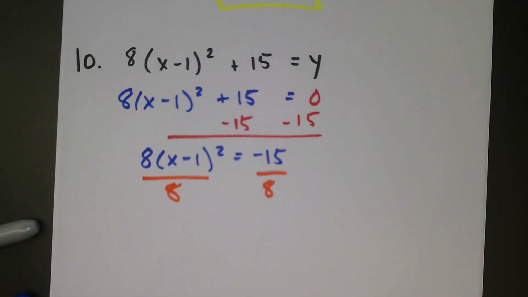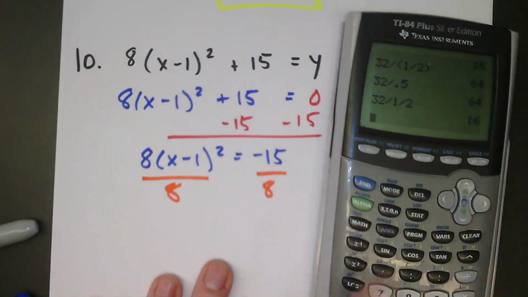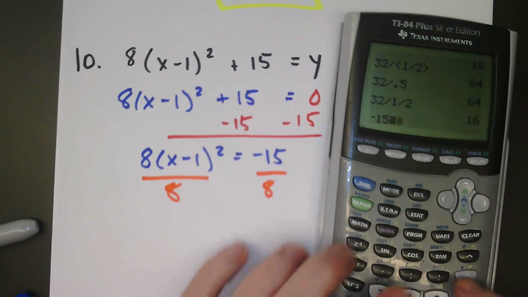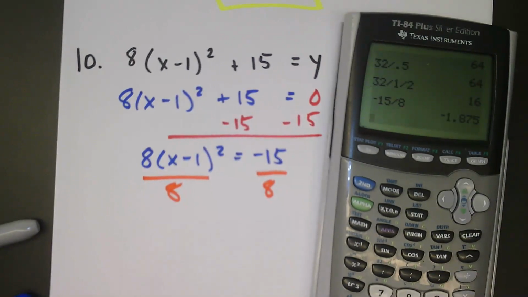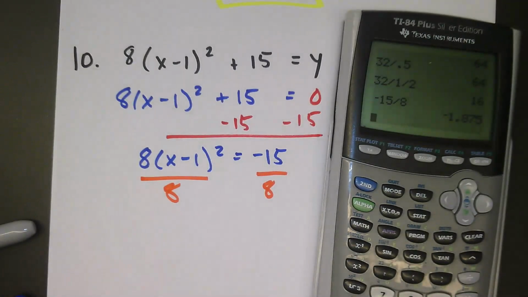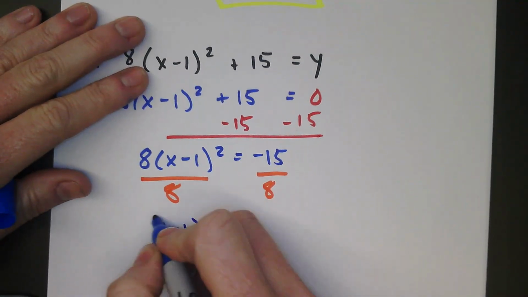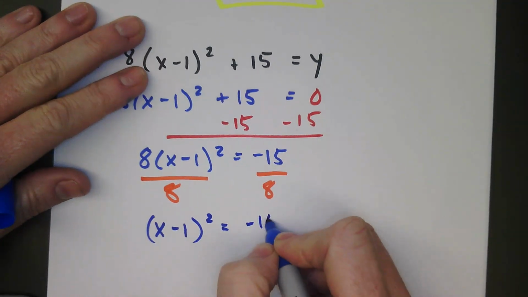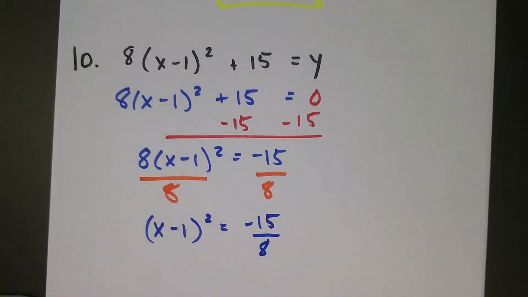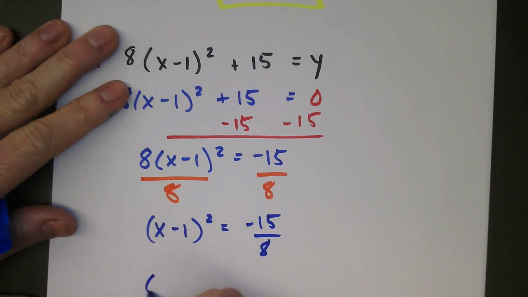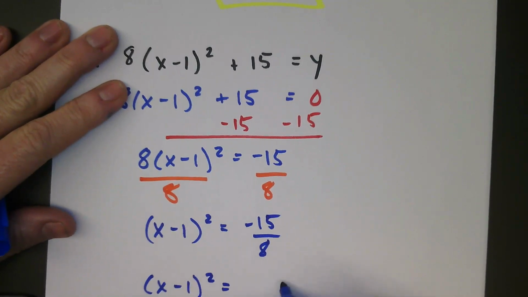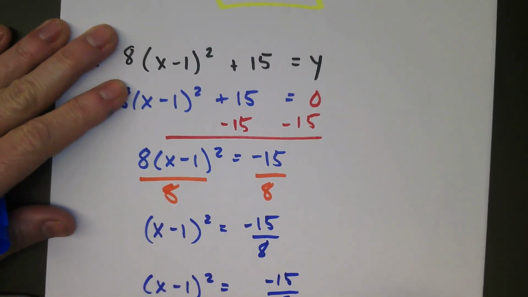This does not go in there evenly, which is all right. If I do -15 divided by 8, it's going to give me this decimal. I'm just going to leave it as the fraction, though. There's really no reason that I need to worry about even writing it as a decimal. So x minus 1 quantity squared is equal to -15 over 8. And then from here, I'll rewrite it one more time just so we can see in the work what's happening.